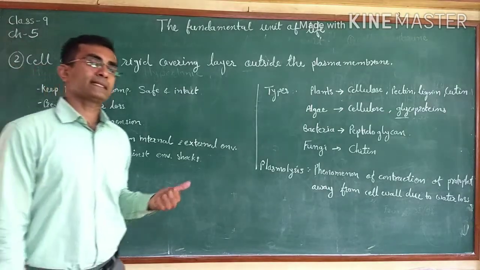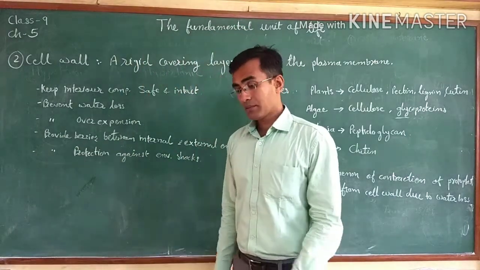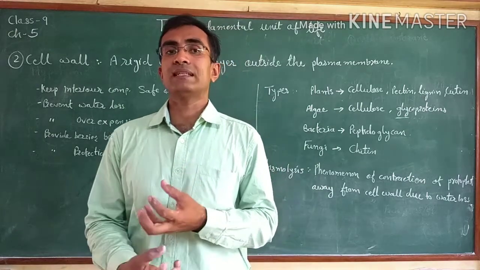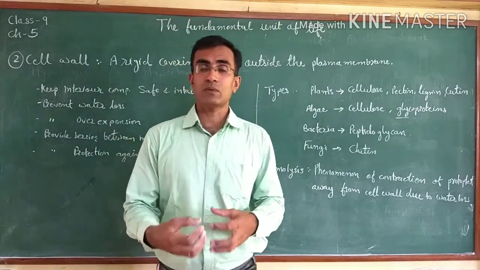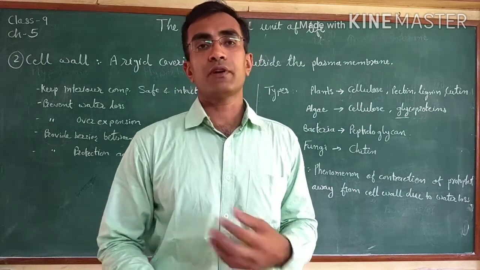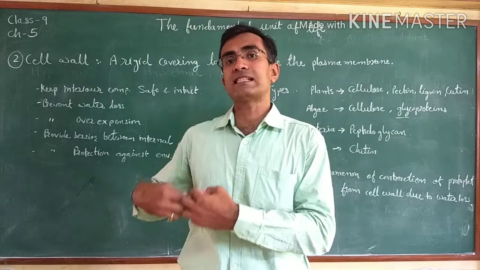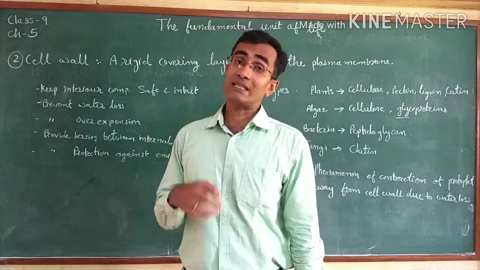Now we will see the second component of the cell, that is the cell wall. But this component, the cell wall, is not present in all cells. Do we have a cell wall in our cells? Suppose we have a cell in all our different organs. Our heart is made up of different cells. Does this heart cell have a cell wall on top of that? No, there is no cell wall.